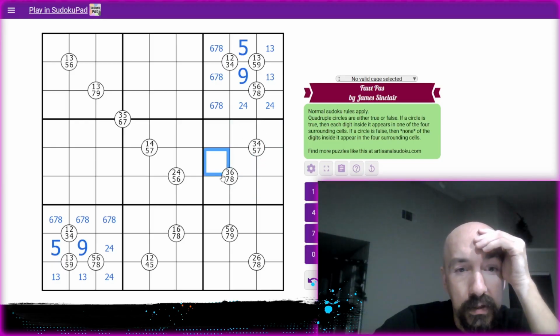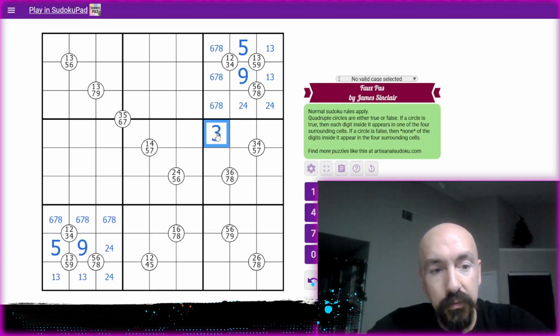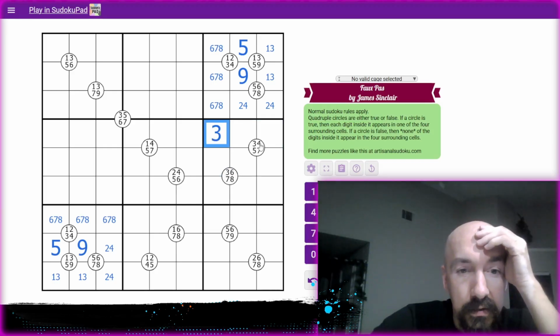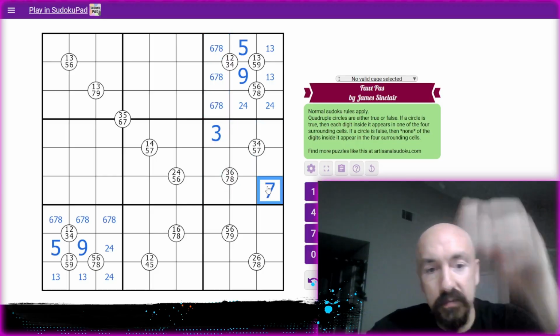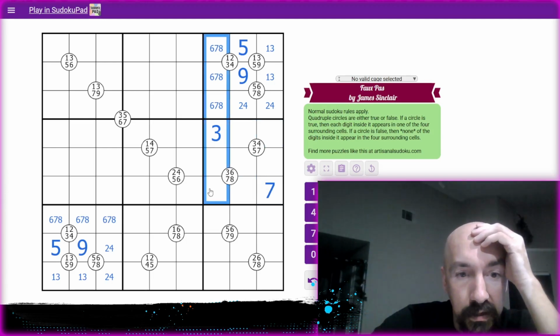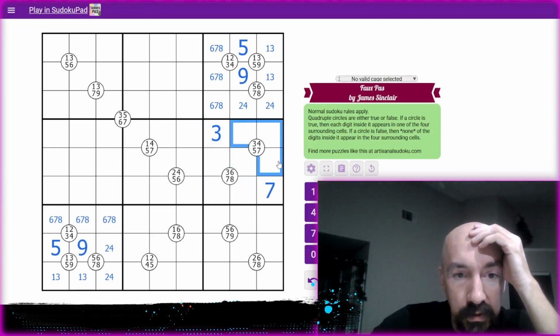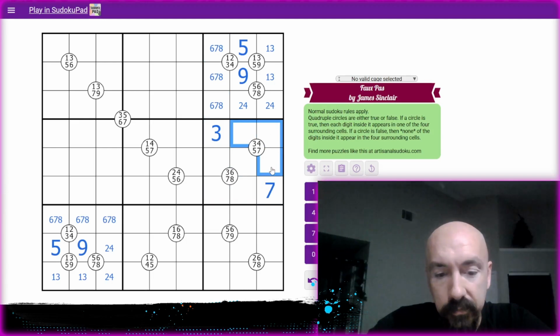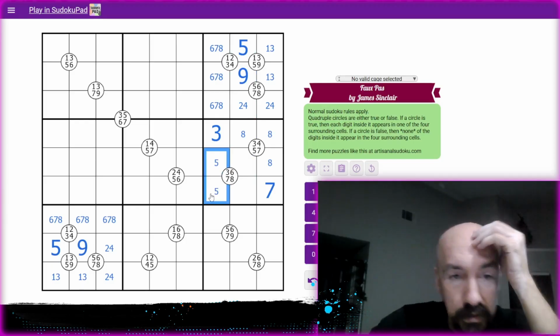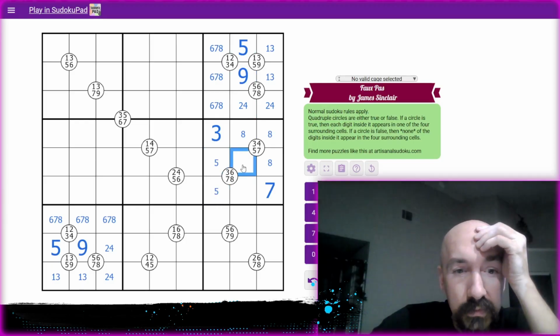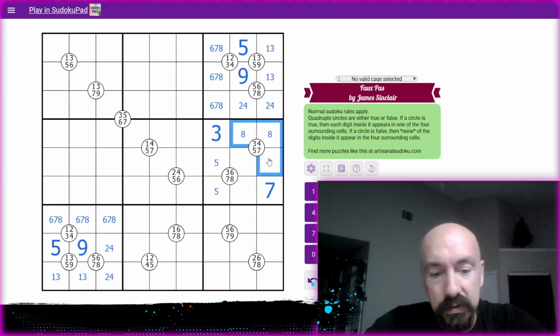So then the 3 is going to be, this is going to be the 3. 7 cannot go here or in any of these. So then this would be a 7. 8 cannot go here or here. So I can pencil mark the 8s up here. 5s cannot go on that box, so the 5s would go here. Okay. So then I can put 6s there.